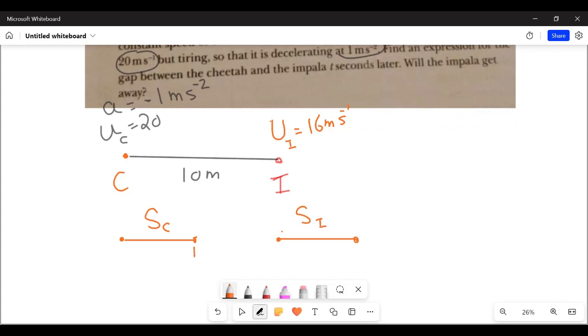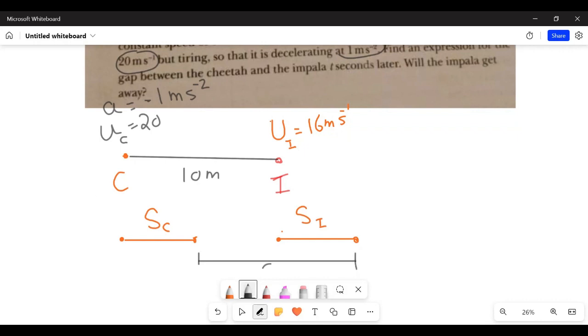So the cheetah right now is over here. The impala right now is over here. So the gap is going to be this distance. This is the current gap between the cheetah and the impala.